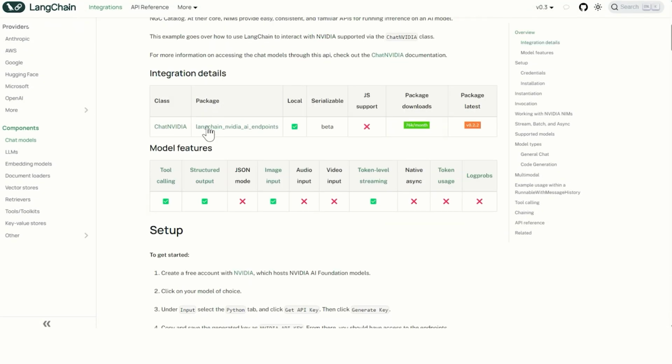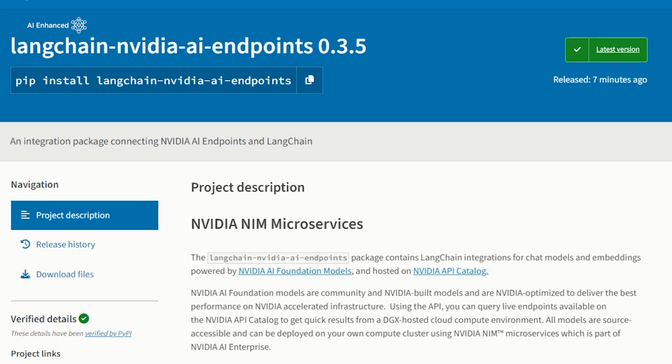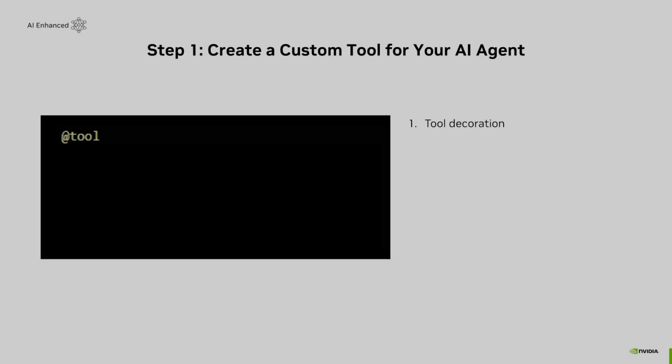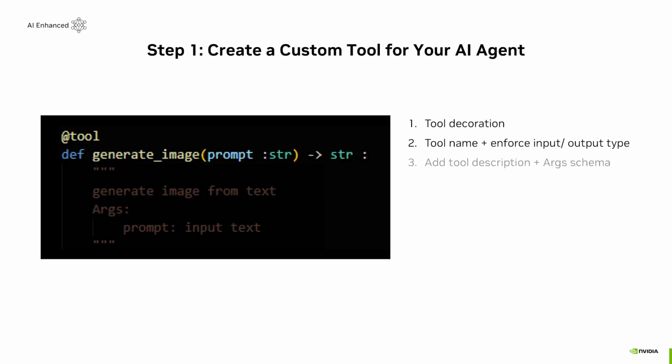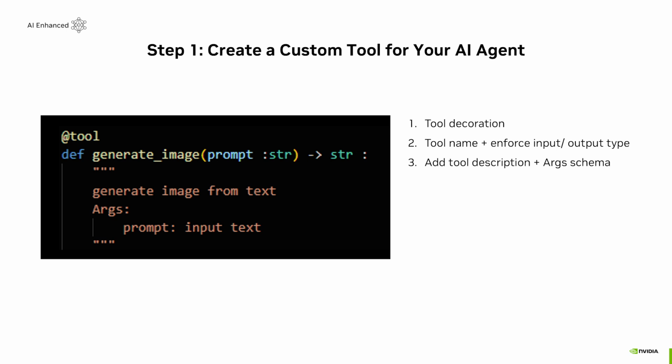Next, we'll install the LangChain NVIDIA AI package to integrate the agents into the workflow, and enable LangChain to orchestrate the entire process. To create a tool in LangChain, we need: 1. A decorator to define it in the framework, 2. A name with enforced input and output types, and 3. A description of the tool and an overview of the input variable.